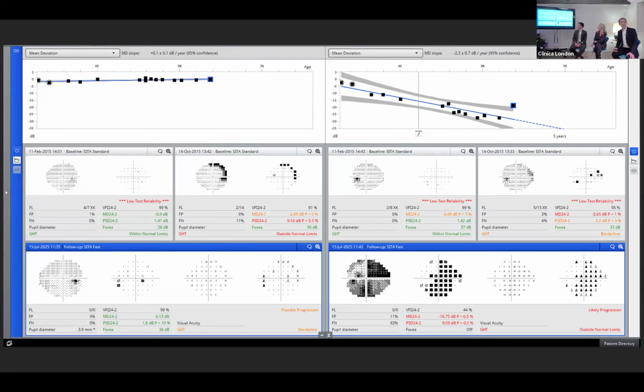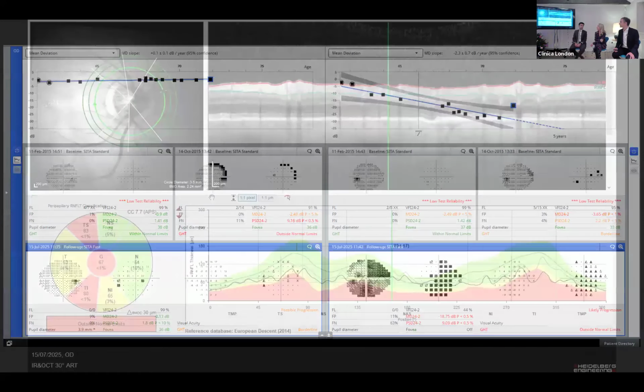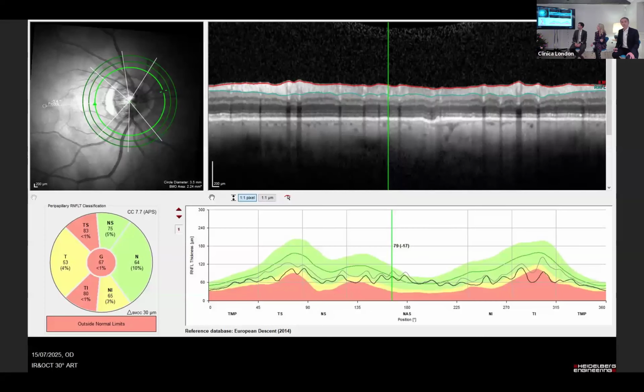But her right eye seems fine, right? If you look at just the visual fields, there's no slope there on the mean deviation or on the pattern standard deviation. So what's happening with the OCT? We know if we want to pick up early glaucoma progression in her, we won't pick it up on the field, we'll pick it up on the OCT.